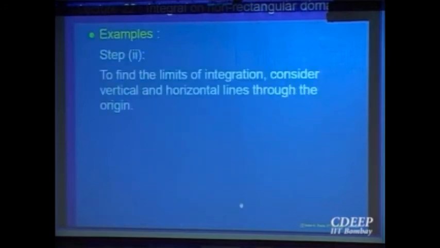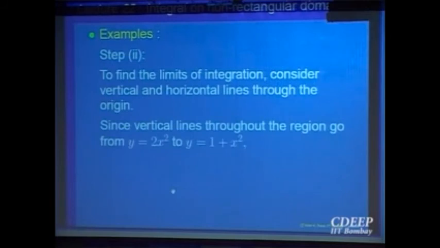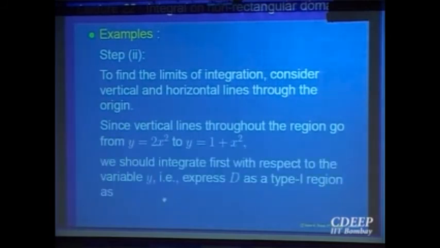So step 2 would be taking the vertical lines and finding. Okay. So always when you have found the limit for x, you move vertical, perpendicular to x. If you have found the limit for y, then you move perpendicular to y. So keep that in mind to find out the appropriate limits.